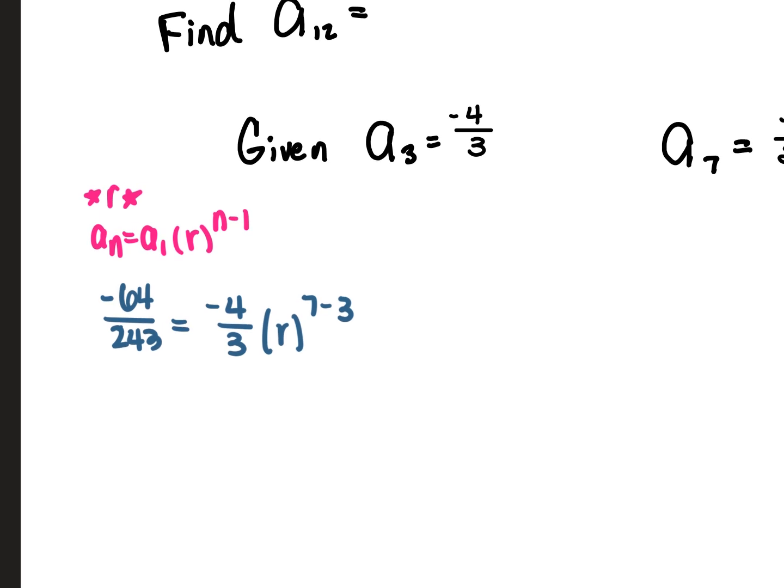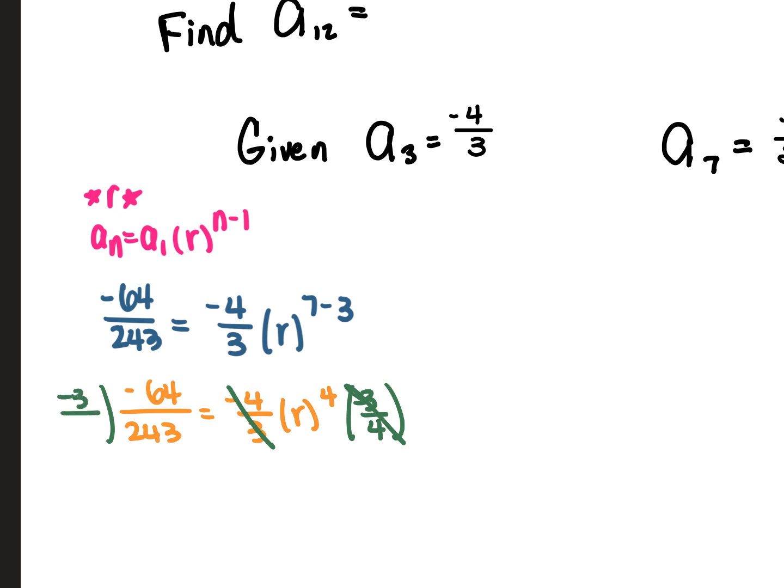From here, simplify your power. That's going to give you negative 64 over 243 is equal to negative 4/3 times r to the power of 4. You want to move the negative 4/3 over, so we're going to multiply each side by the reciprocal, or just divide. So that's going to be negative 3/4. That's going to cancel out on the right side, and on the left side, you're going to multiply by negative 3/4. A negative times a negative is a positive.